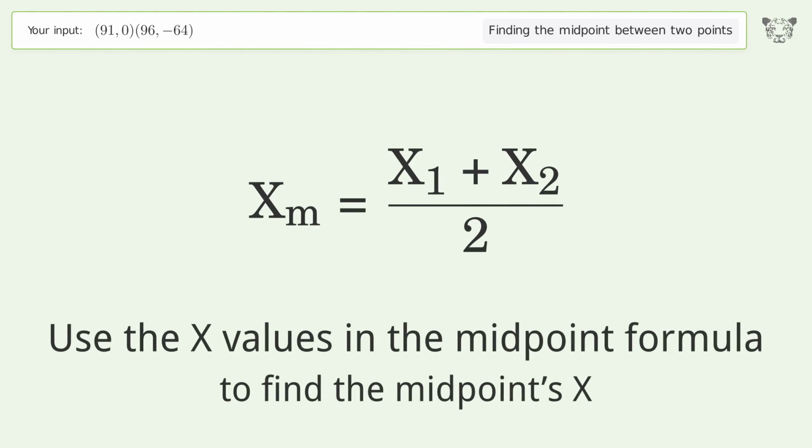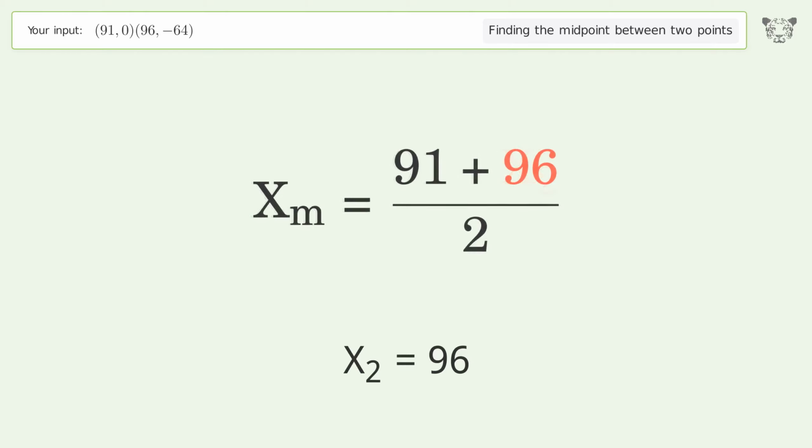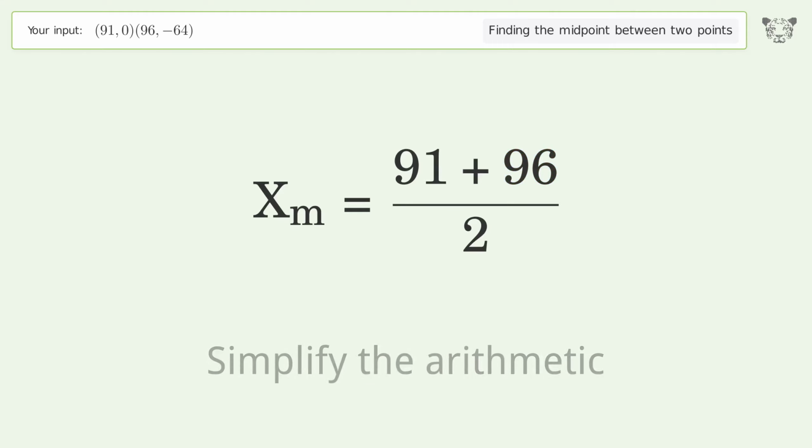Use the x values in the midpoint formula to find the midpoint's x. x1 equals 91. x2 equals 96. Simplify the arithmetic.